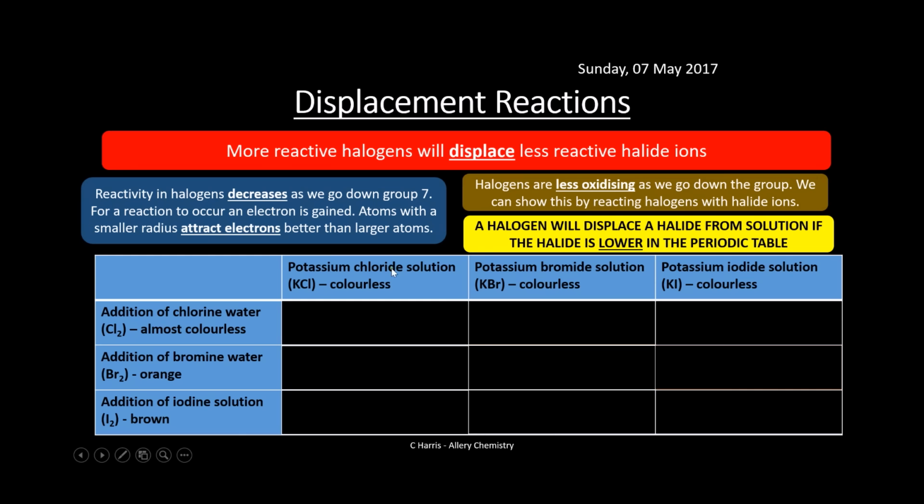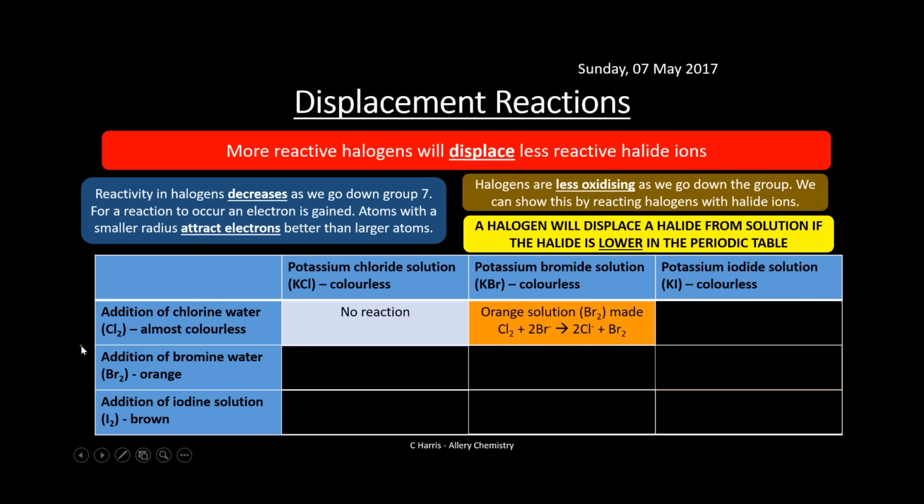So we're going to look at these two here. We're going to look at all of these, in fact, and we're going to look at the reactivity of the halogen and the reactivity of the halide ion. Remember, as we go down the group, the reactivity of the halogens decreases. So let's look at the first one. Because these are chlorine water, Cl2, and KCl, potassium chloride, they're just as reactive, so we get no reaction.